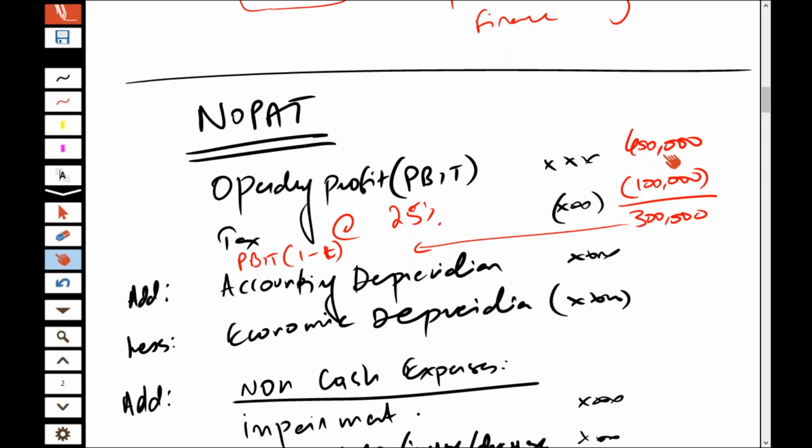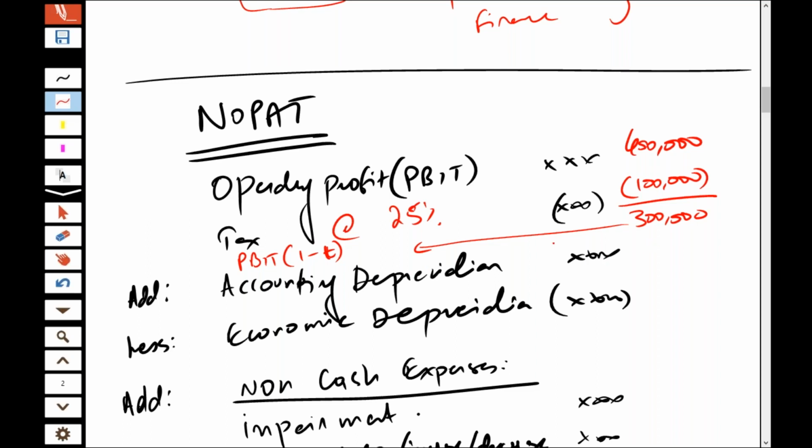We say that operating profit, okay. Then what you need to do is deduct the taxation. You need to directly apply taxation to it, whatever the tax rate is. Then you end up getting PBIT 1 minus T. Now let's move a bit forward. The next thing that we do is add back a few things. We add back accounting depreciation.